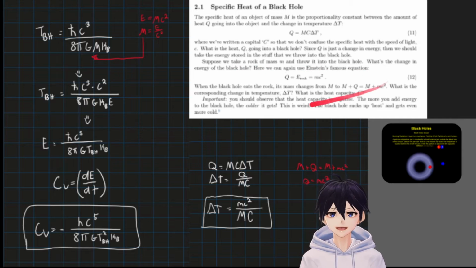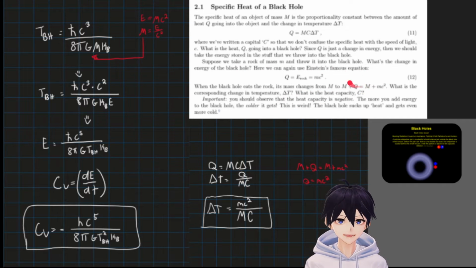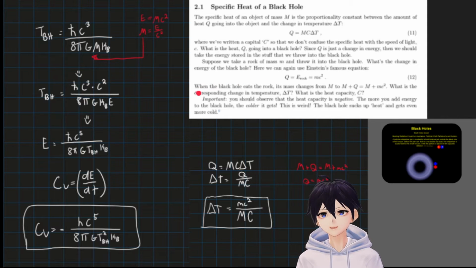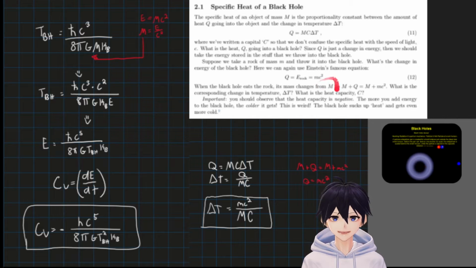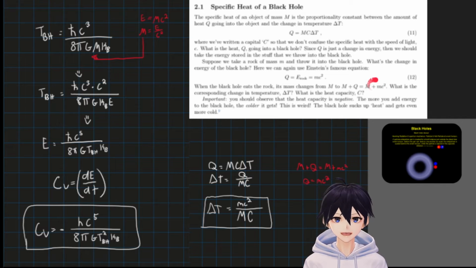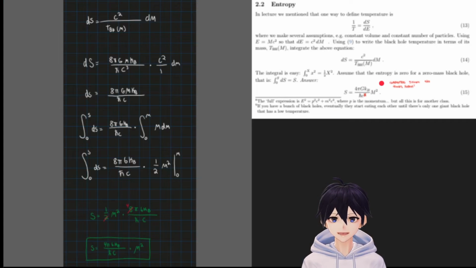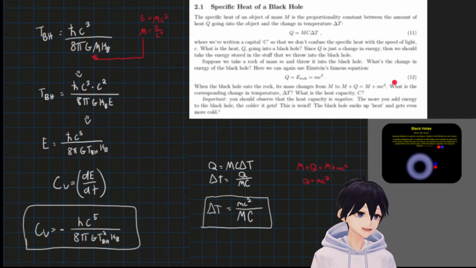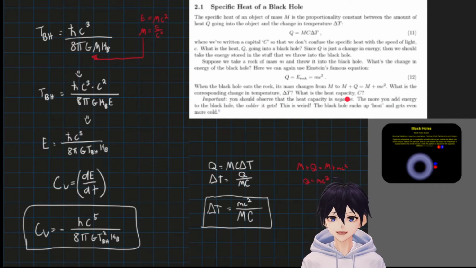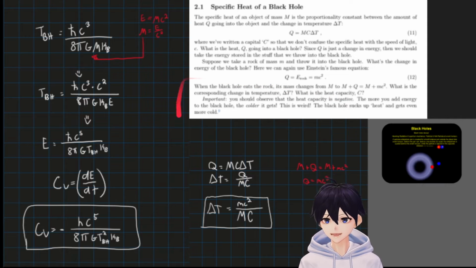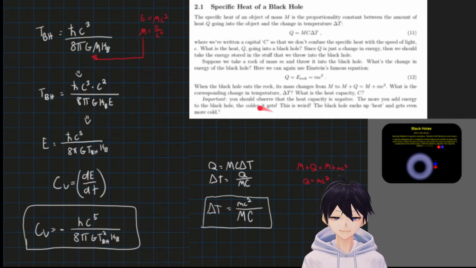So it's saying, suppose we throw a rock into the black hole, what's the change in energy? We can use this equation to figure it out. When the black hole eats the rock, or sucks it in, the mass turns from M to M plus Q equals M plus mc squared, and this small m is, I'm assuming, the mass of the rock. So it's asking what's the corresponding change in temperature and what's the heat capacity. I'll point out this important note at the end.